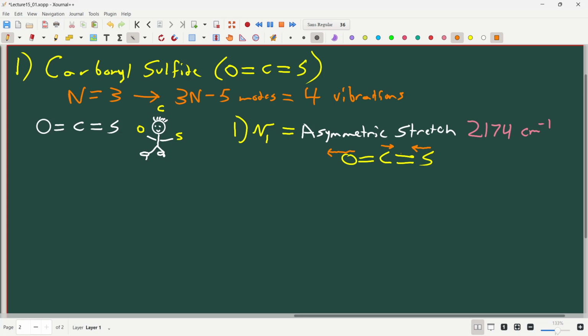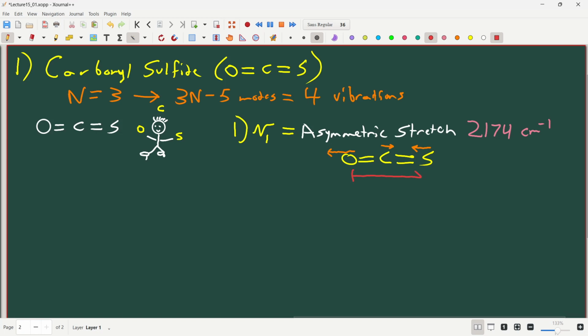If we shine infrared radiation at them, do we see an absorption? And remember, the thing that has to happen in order for an absorption to be visible is that the dipole moment of the molecule has to change upon vibration. Okay, and in this molecule, oxygen is more electronegative than sulfur and more electronegative than carbon. So most of the negative charge is pushed towards the oxygen. So we often draw it like this. This is the dipole moment of the molecule in this direction.